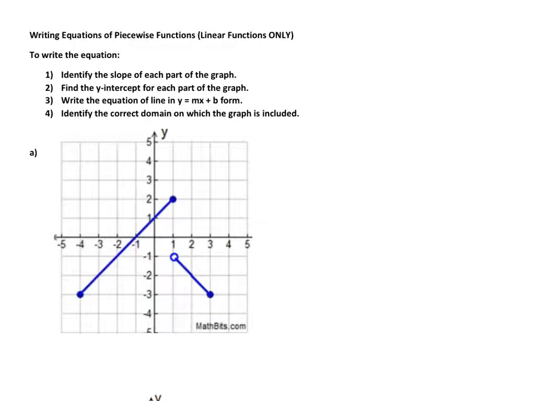Our first step is we're going to identify the slope of each part of the graph. Generally speaking, with a piecewise, you have more than one piece. So if we look at this first example, you have this line here and this line here, and we need to identify the slopes on both of those lines. Let's do that real quick.